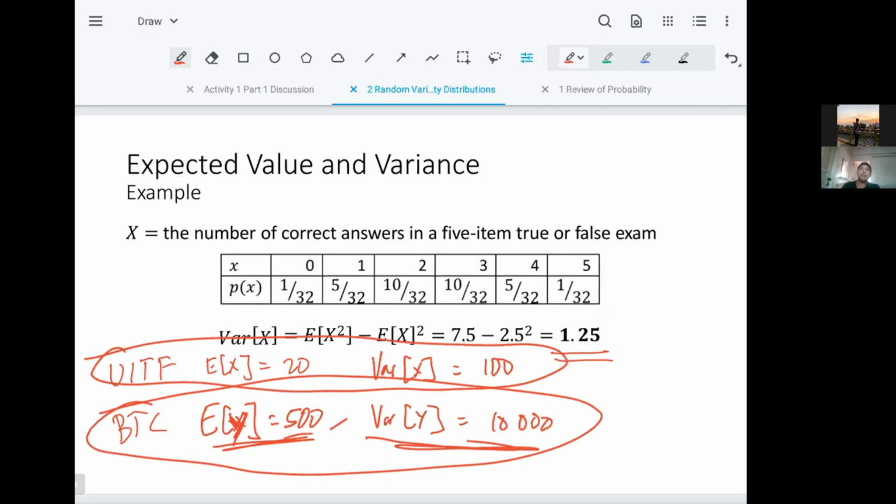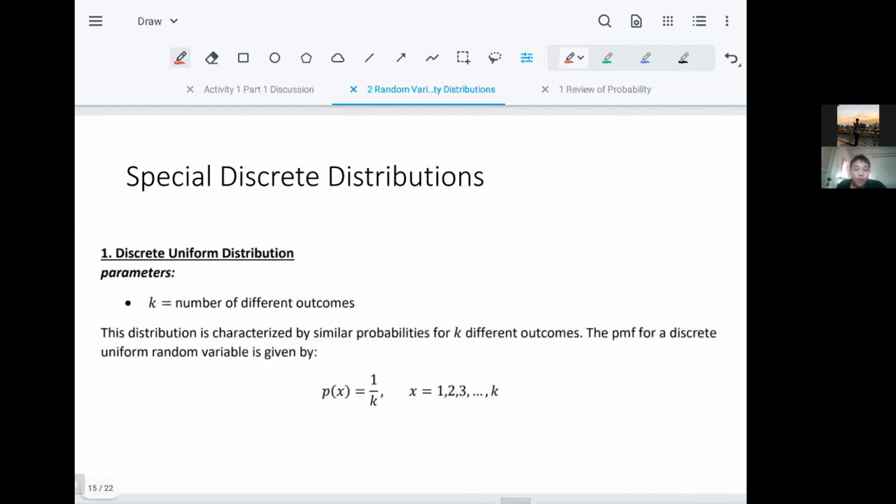Okay. Any questions pa? Wala na ako maiisip na ibang example na off the top of my head. But yeah, let's move on. Last part of our discussion. Yan, special discrete distributions.